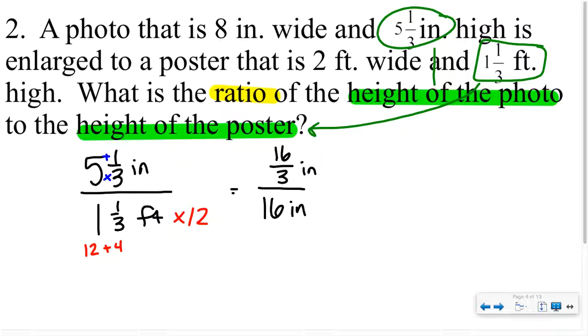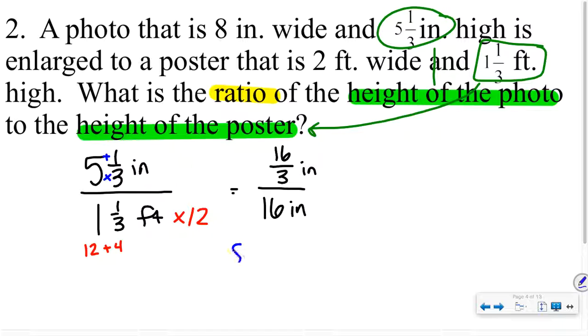I have 16/3, a fraction, divided by 16. Instead of dividing fractions, what can we do? Reduce. Or, get rid of. Same change flip, what's that called? Good, multiply by the reciprocal. Instead of dividing this 16/3 by 16, let's multiply by the reciprocal.